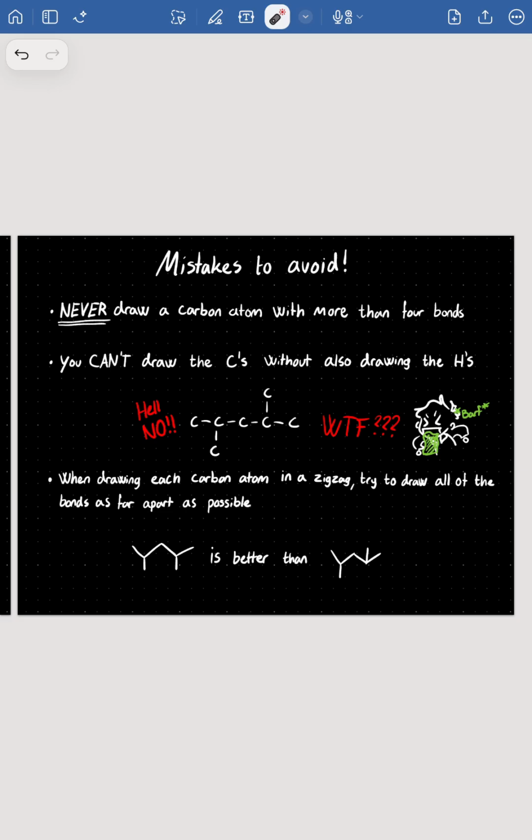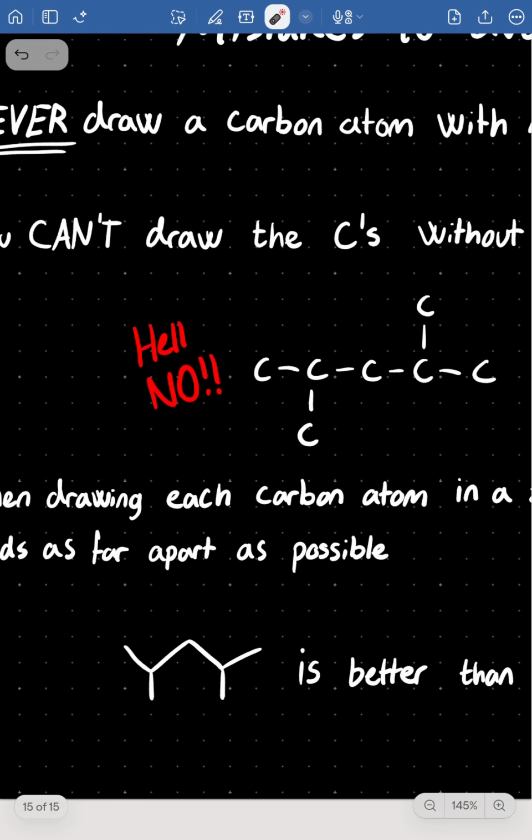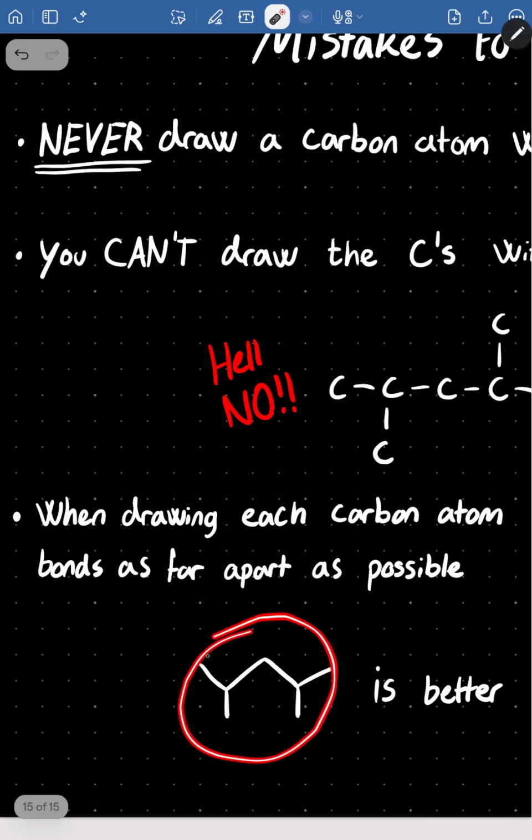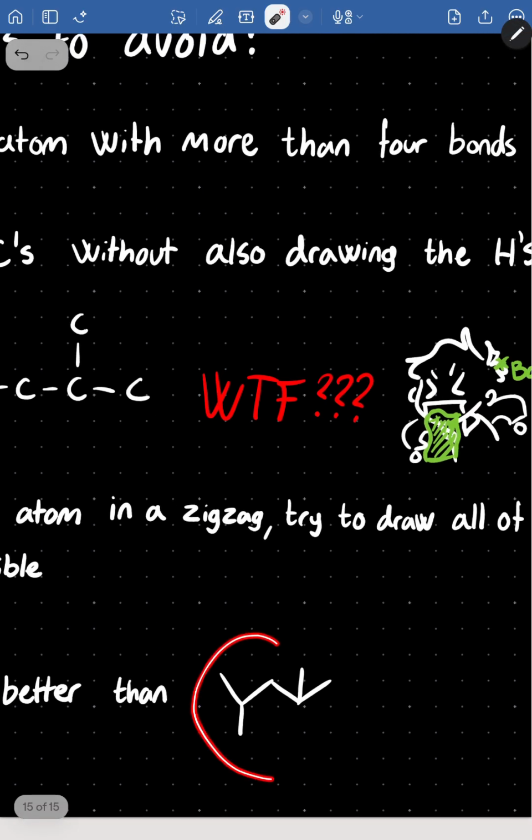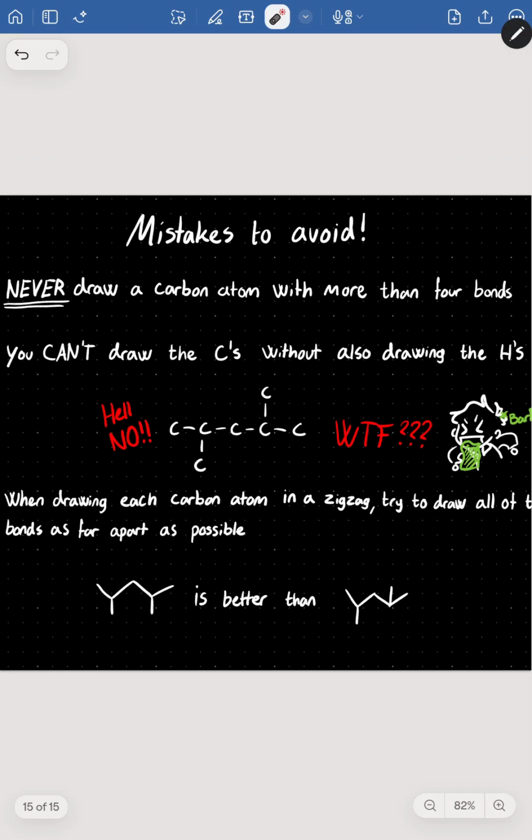Okay, number 3, crowding your bonds. Spread your bonds out as much as possible. What I mean by that is that more space means easier reading, easier counting, fewer mistakes, and don't draw molecules like they're fighting for the Wi-Fi password. Honestly, don't draw them so crowded. Draw them like this, and not like this. It looks like it has a broken angle or something.